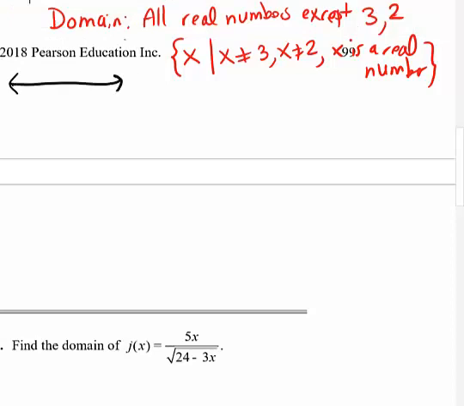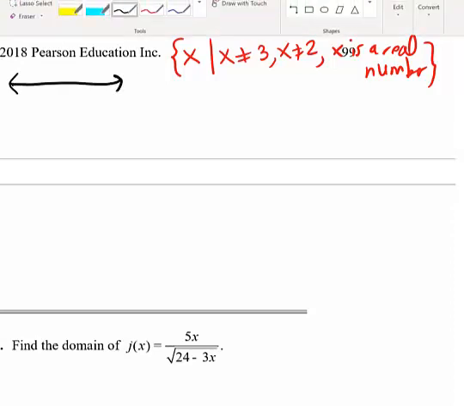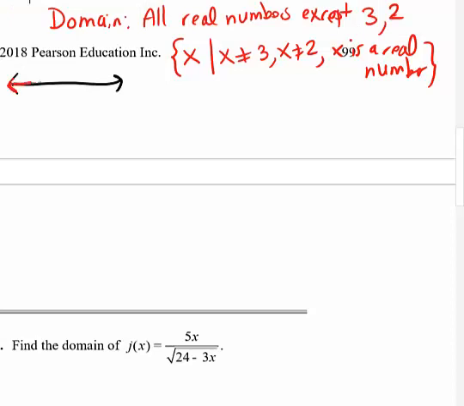If I draw a number line, what I want is everything, all the way to 2. So wherever 2 is, I want to make sure I don't have that. I'm okay until I get to 3. I don't want that either, and then I'm good from there.